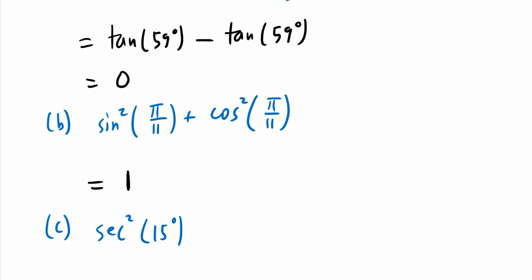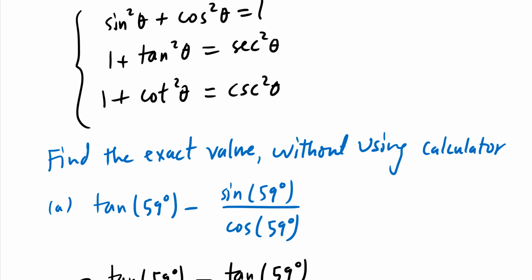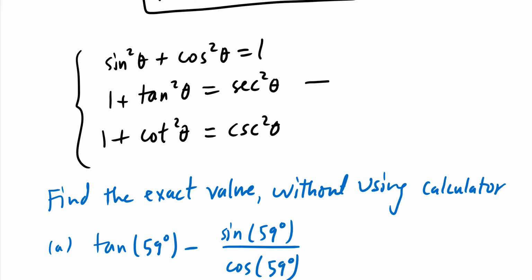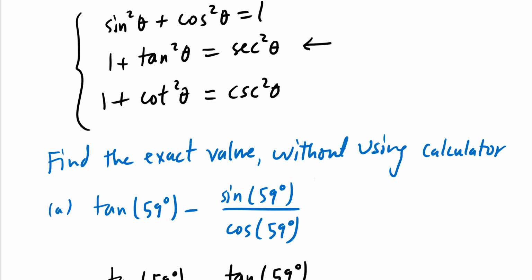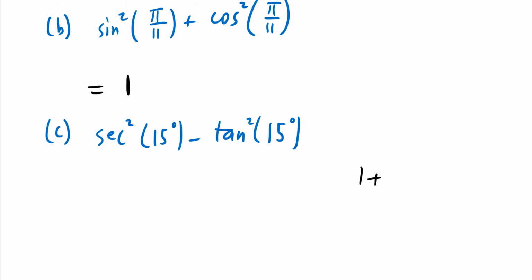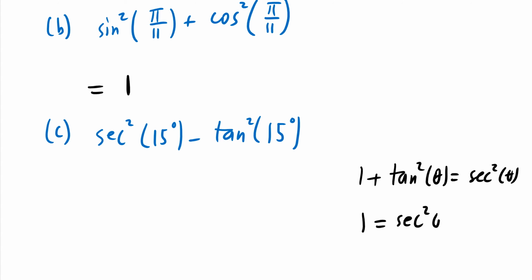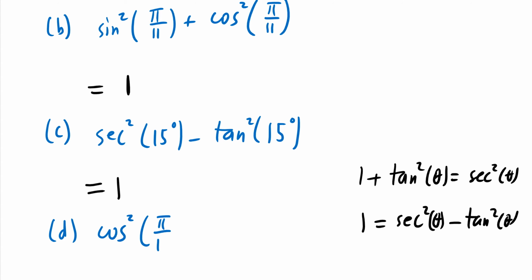Secant squared 15 degrees minus tangent squared 15 degrees. We don't have an identity for secant squared minus tangent squared, but let's go back to those three. I see the middle one has to do with tangent and secant. So we know that 1 plus tangent squared theta is secant squared theta. If I subtract tangent squared on both sides, I get 1 equals secant squared theta minus tangent squared theta. So the answer to this one is 1. Another one, cosine squared pi over 18 plus 1 over cosecant squared pi over 18.